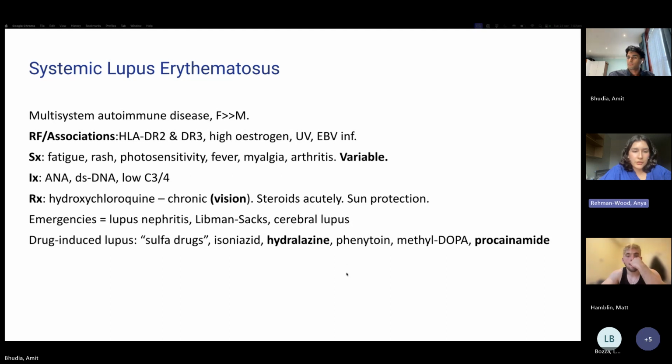And we've mentioned drug-induced lupus and the antihistone antibody. Worth knowing the medications that can trigger it. The main ones I've put in bold are just hydralazine and procainamide, but it's mostly the sulfur drugs to be aware of.